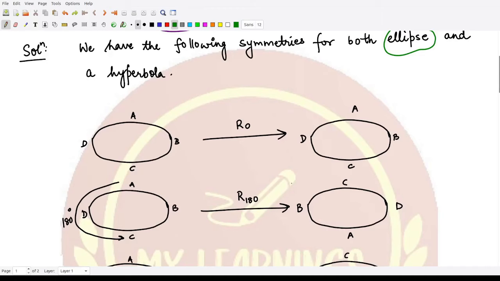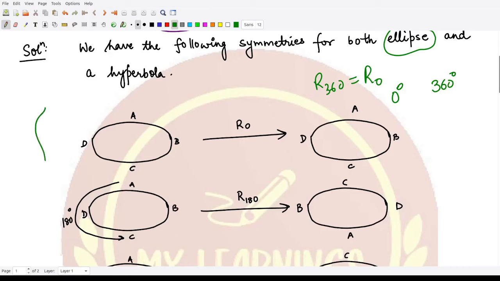These are just the two rotational symmetries. We cannot have more rotational symmetries here, because rotating by 360 is equivalent to R0, and there is no angle between 0 and 360 apart from 0 and 180 for which it shows symmetry. You may check.